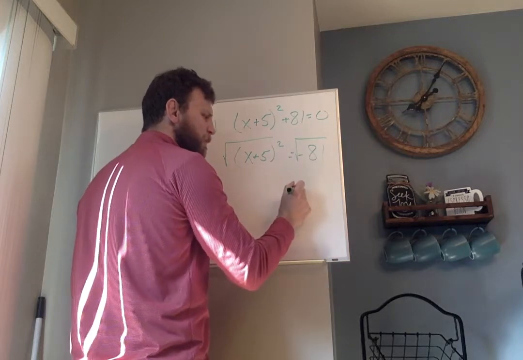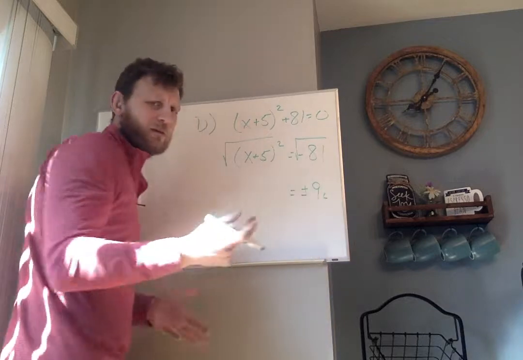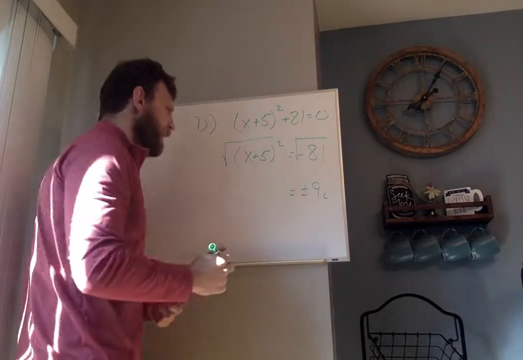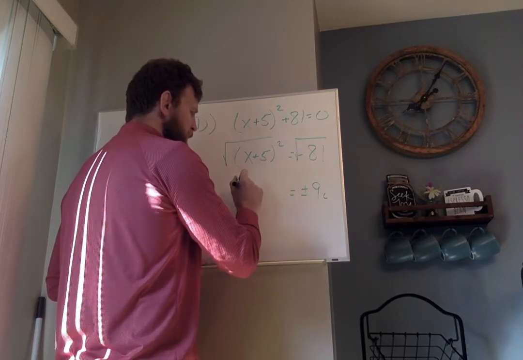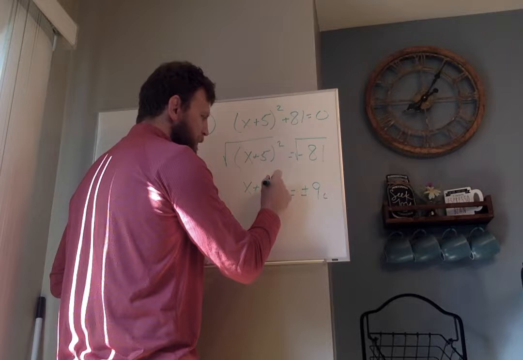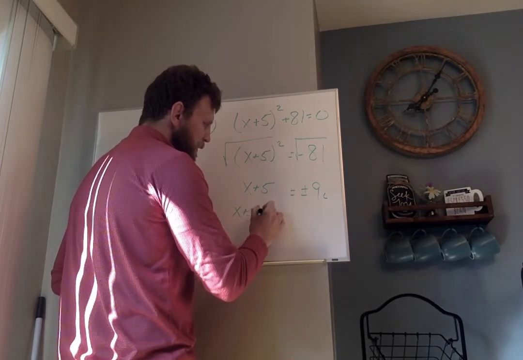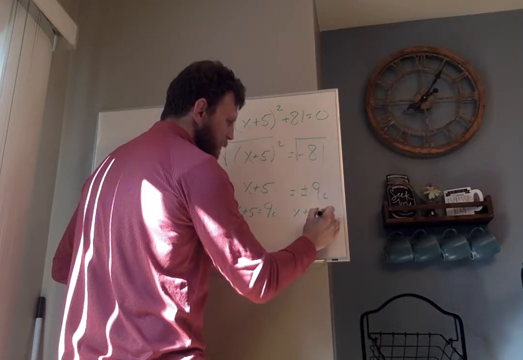All right, so real quick, this is just going to be plus or minus 9i. Why? The square root of 81 is 9, and then it's a negative number, so I'm going to have that i on it. Now here, this is just going to be x plus 5. So just like I did in the last problem, I have x plus 5 equals 9i, and x plus 5 equals negative 9i.